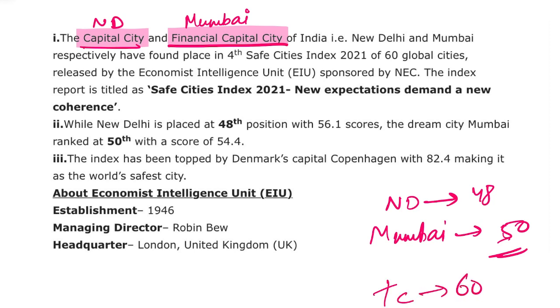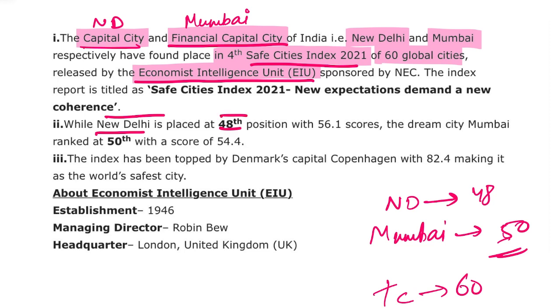So if we look at the data, New Delhi and Mumbai were ranked in the 4th edition of the Safe Cities Index 2021 of 60 global cities that was released by EIU, that is the Economist Intelligence Unit. Another thing to remember: who releases this Safe Cities Index? It was released by EIU, the Economist Intelligence Unit. The rank of New Delhi was 48 and the rank of Mumbai was 50.